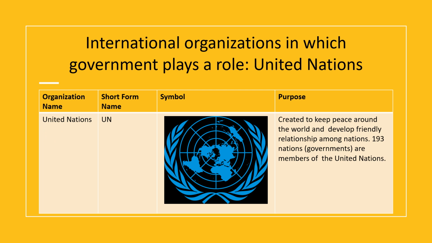What about the United Nations? The United Nations is sometimes called the UN. The UN was formed in 1945 at the end of World War II. So after the end of this long and devastating World War, the United Nations was created in order to prevent what would be known as World War III. And one of the ways to do that is to create and keep peace around the world and develop friendly relationships among nations. There are 193 member nations that are members of the United Nations.